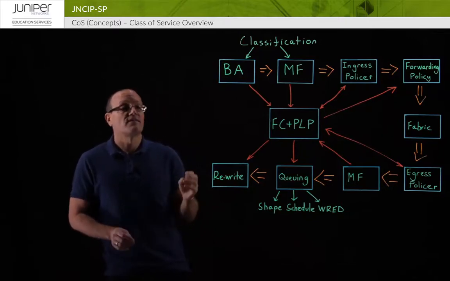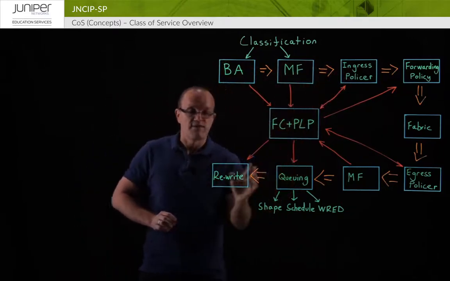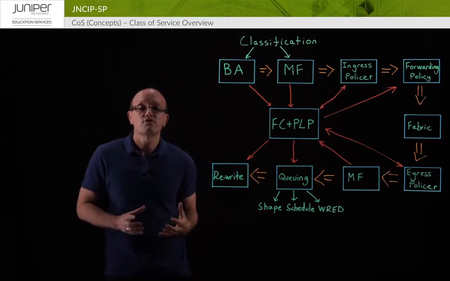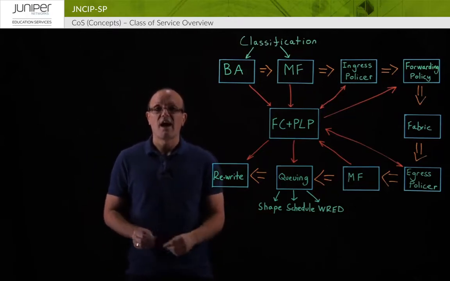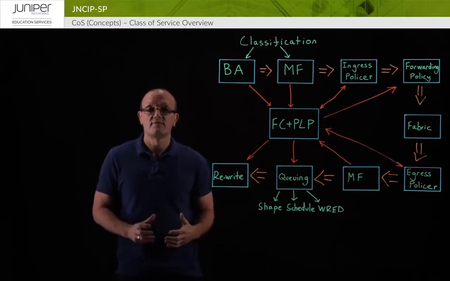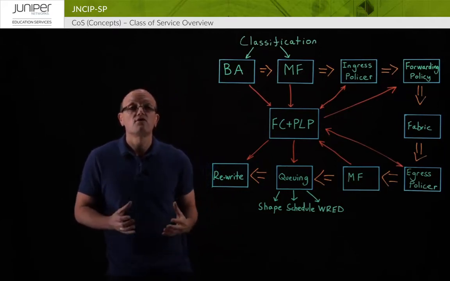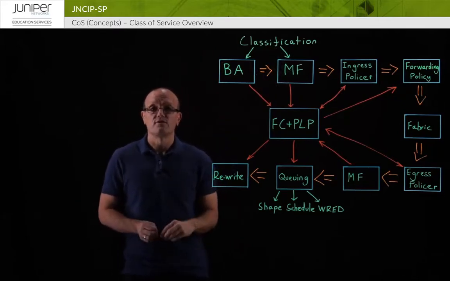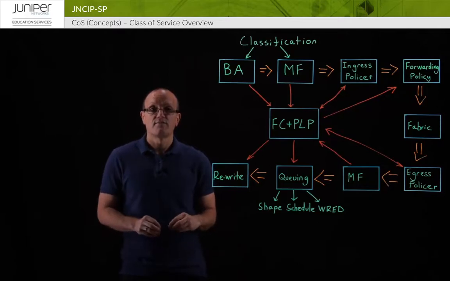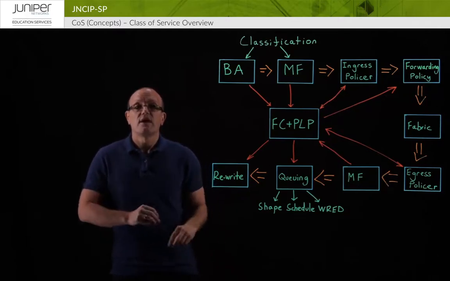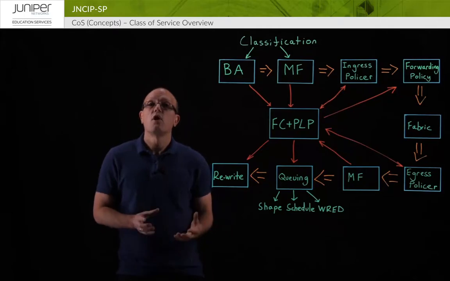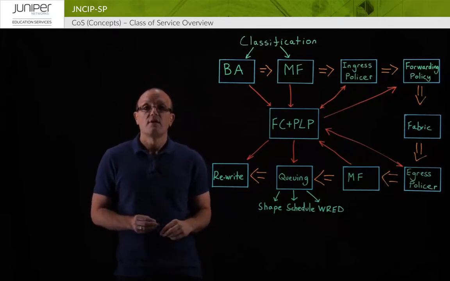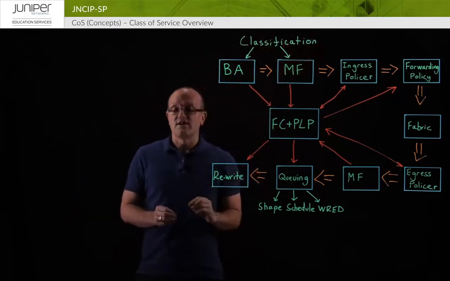So let's take a look at some of these key elements that participate in the Juniper class of service system now. We'll talk through them at a high level here, and in subsequent videos we'll delve into them in more detail. So traffic arrives on a Juniper router. The first thing that we need to do is we need to classify that traffic. We need to group that traffic into a group that's going to have common forwarding dynamics, what's called per hop behavior. And we do this with classification.